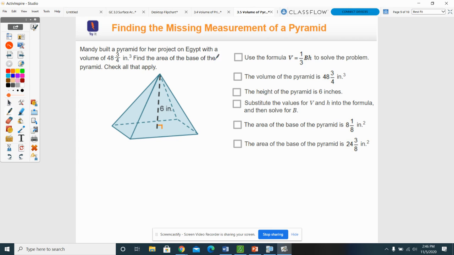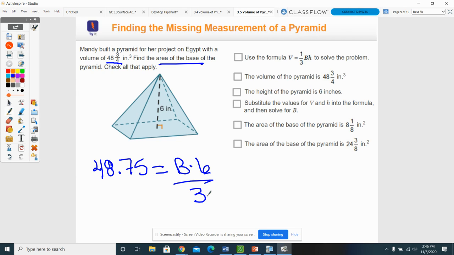Mandy built a pyramid for her project on Egypt, and the volume is 48 3/4 inches cubed. Well, let's change that to a decimal. Let's say that's 48.75. We're looking for the area of the base. Big B times H, we know, is 6 divided by 3. So did we use the formula V equals 1/3 BH? Yeah, we're going to use that. We're just going to write it a little bit different. The volume is 48 3/4. That is correct. The height is 6. So we'll plug those into the formula, and now we'll solve for B. Let's see what the area of the base is going to be.